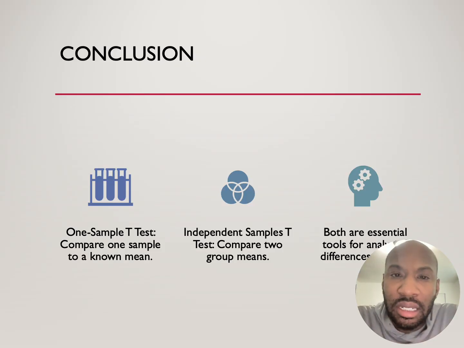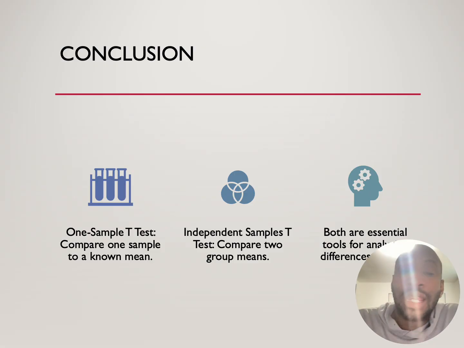And again, coming to a close to this presentation, the one sample t-test is used to compare one sample mean to a known value, while the independent sample t-test is used to compare means between two groups. Both tests are widely used in SPSS to analyze differences in data.